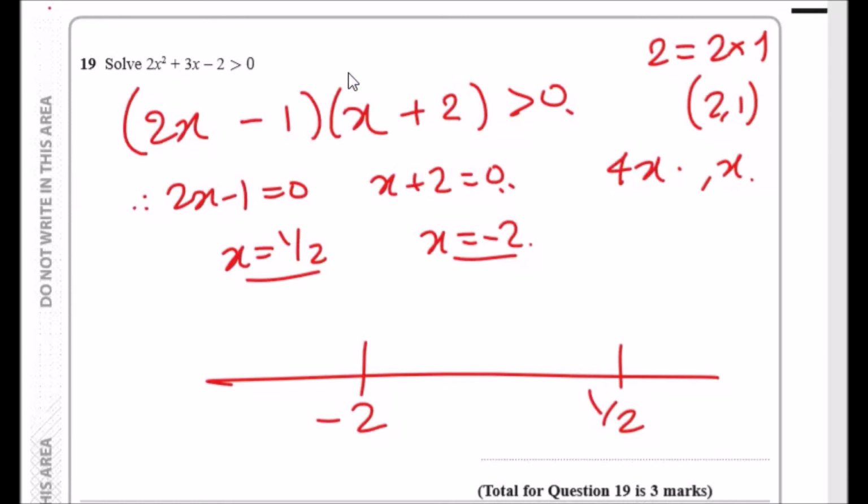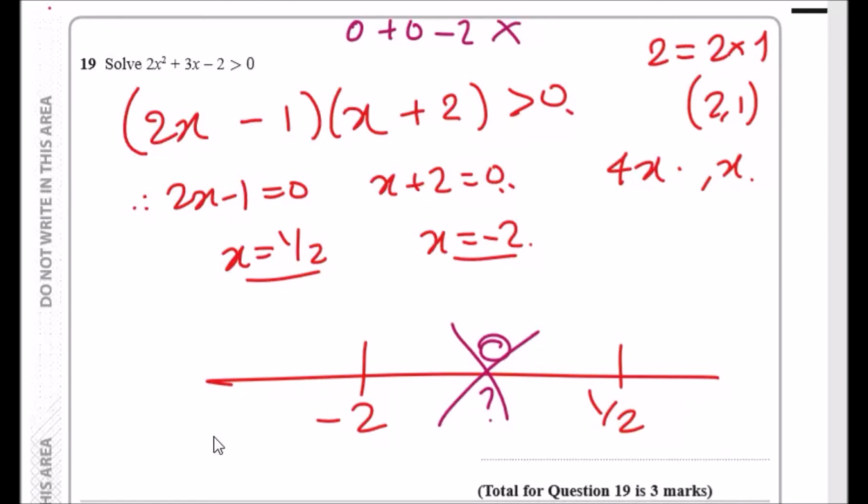Let's do an example. Let's pick 0, because 0 is between these. So let's pick this region and figure out if this region's positive. When you plug in 0, what do you get? You get 0 plus 0 minus 2. Is that greater than 0? No, it's false. So this region is false, so it's not in this region.